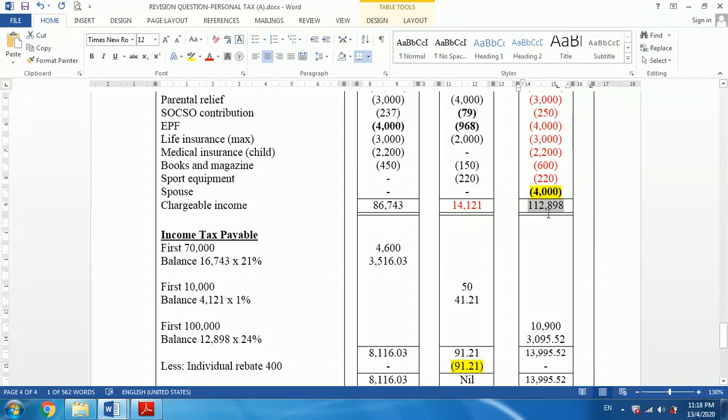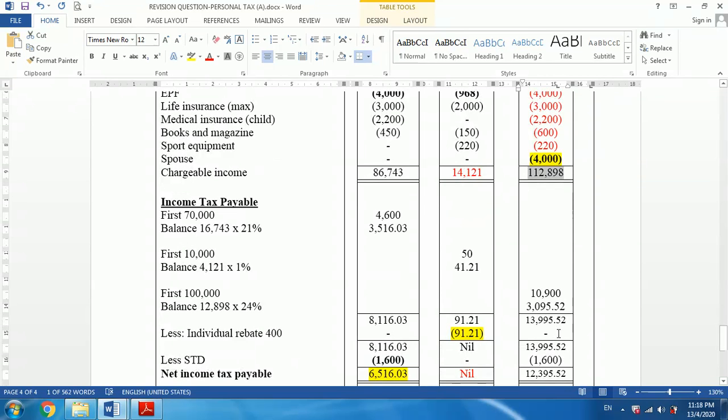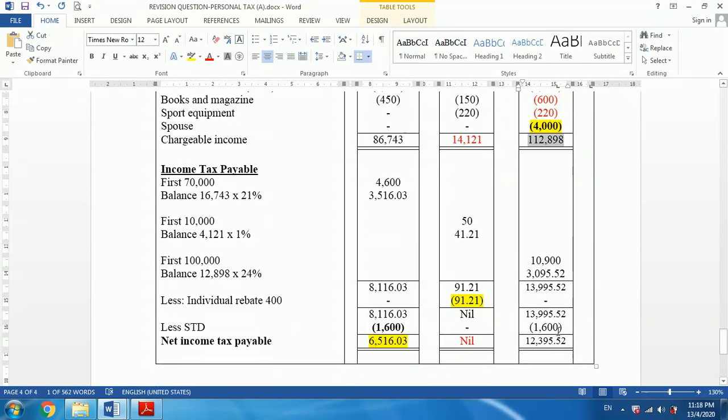So based on this, Ken is a Malaysian resident, so the first-time balance will be under scale rate. There will be no rebate given because his chargeable income under joint assessment is above 35K. And Ken is entitled to the STD, so put in the STD. So in the end, this is the joint assessment, the income tax to be paid.